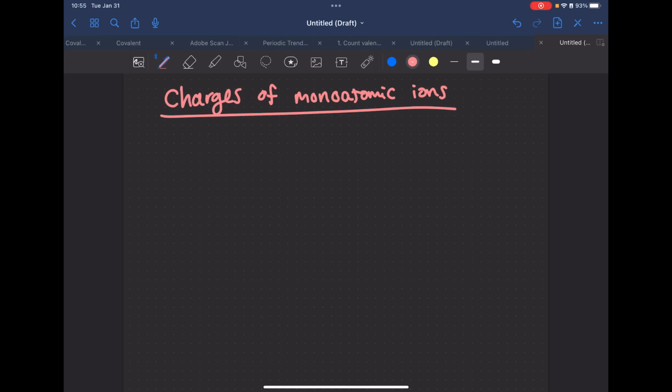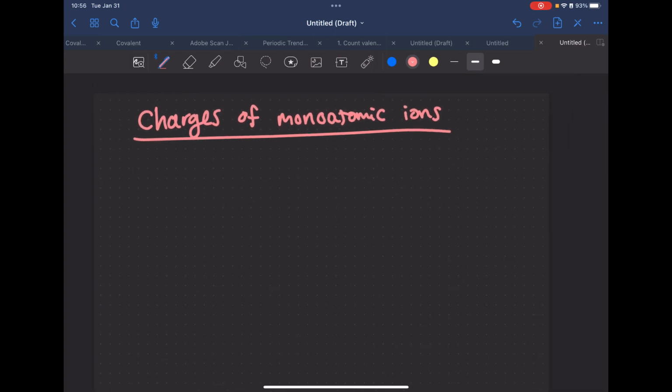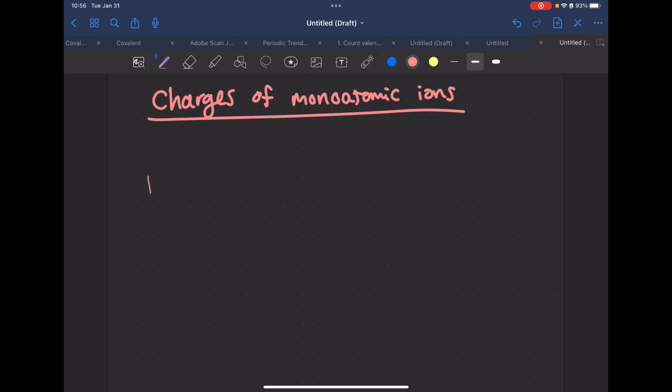Because if we know that lithium is always going to have a plus 1 charge and magnesium is always going to have a plus 2 charge, I bet you there's a pattern in there, right? Because the periodic table is arranged in such a way that there are a bunch of patterns. So let's discover that pattern. It's a pretty simple one.